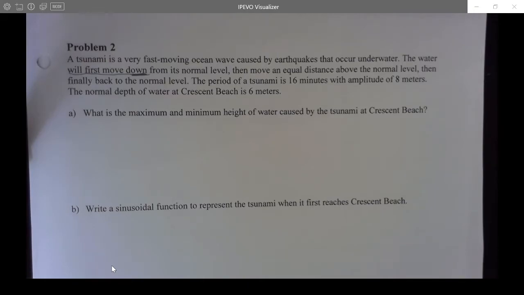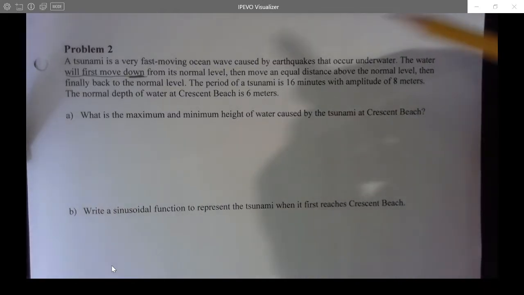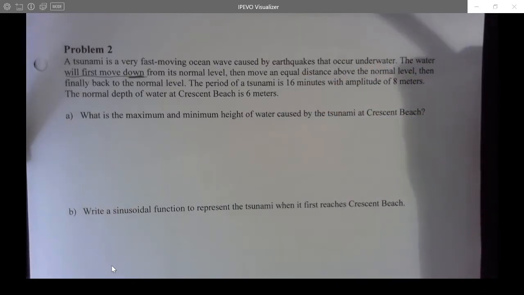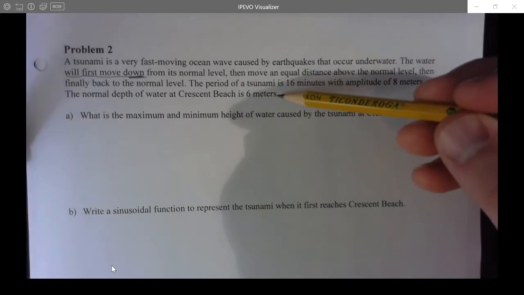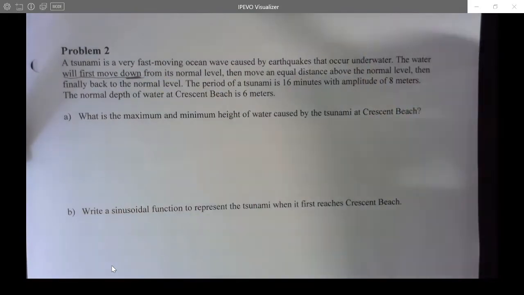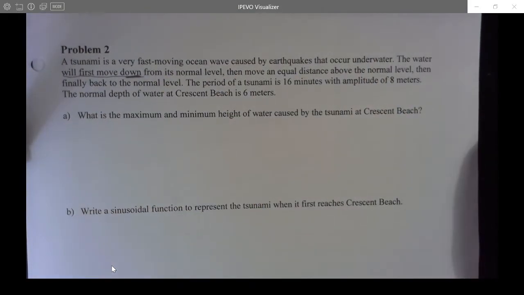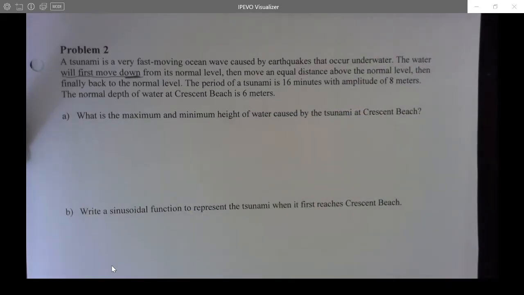For those of you who are unfamiliar with the physics of a tsunami, one of the ways that you can predict, at least for a few minutes, that it's coming is that suddenly the water at the beach actually goes away. It does move down first before the big wave hits. So, what is the maximum and minimum height of the water caused by the tsunami at Crescent Beach?